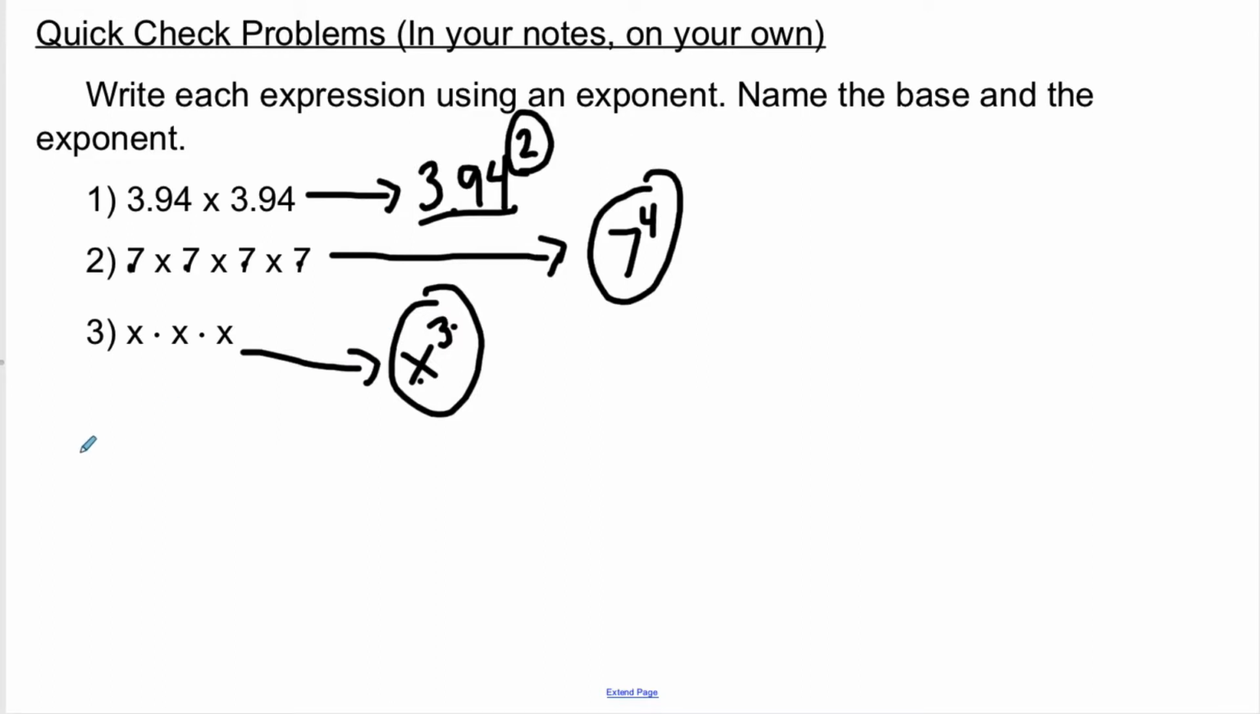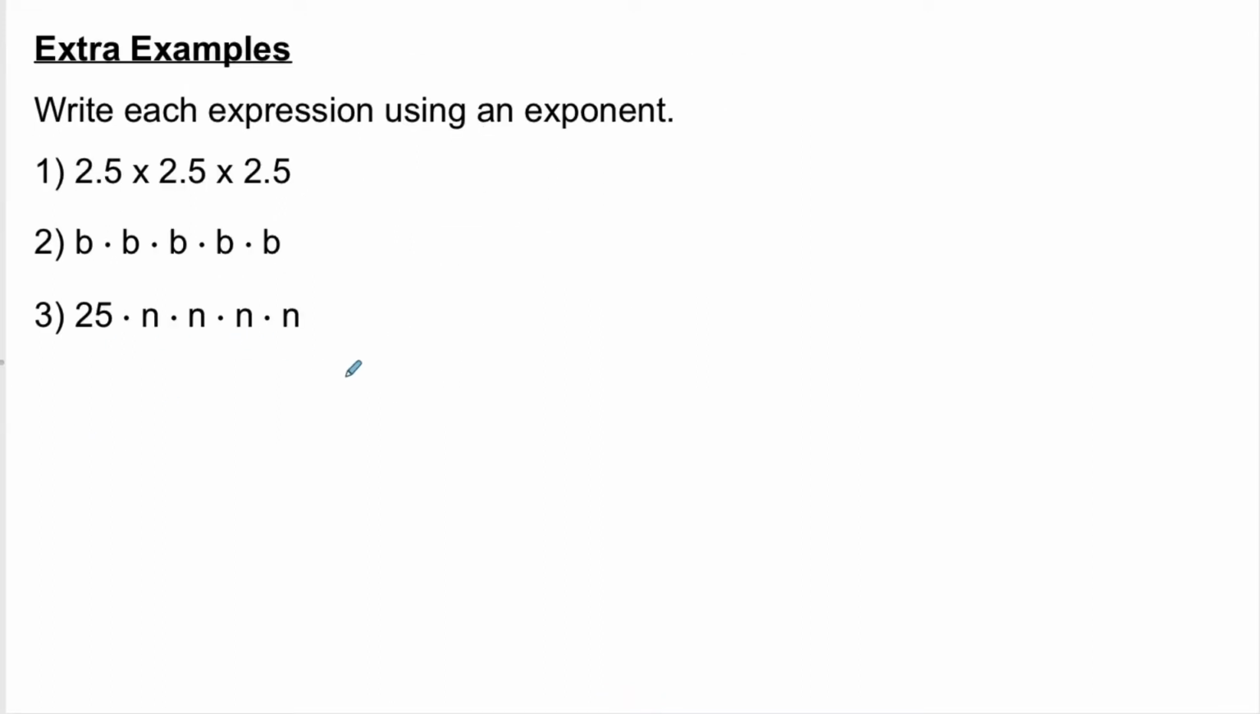All right, so let's look at a few more examples that we didn't see in class before. Write each expression using an exponent. Okay, we can do that. If you'd like, pause the video for a second, write these 3 down on your own, and give them a try. And then when you unpause, you can make sure that you're right. So if you tried them on your own, your first one, your base is 2.5, 2 and 5 tenths. And the exponent, 1, 2, 3 times by itself. There you go. 2 and 5 tenths to the third power.